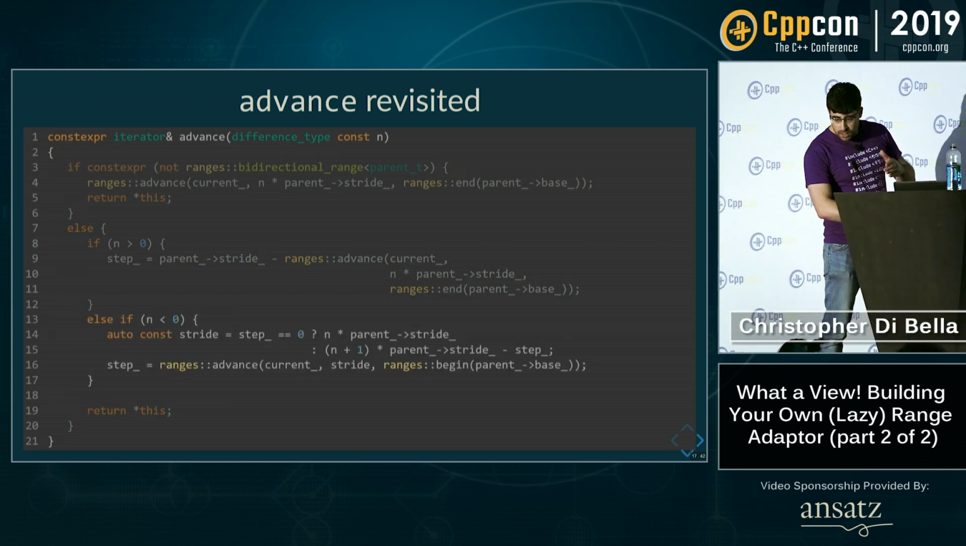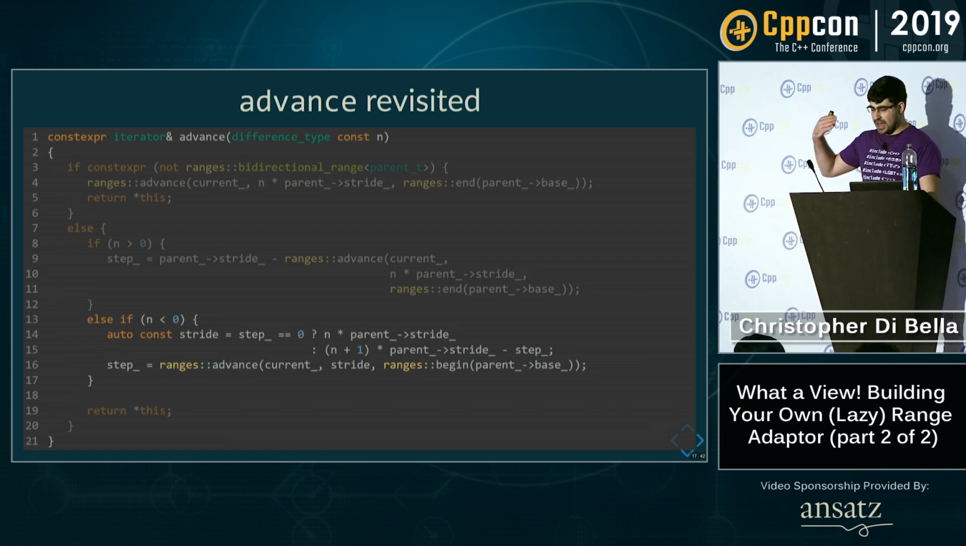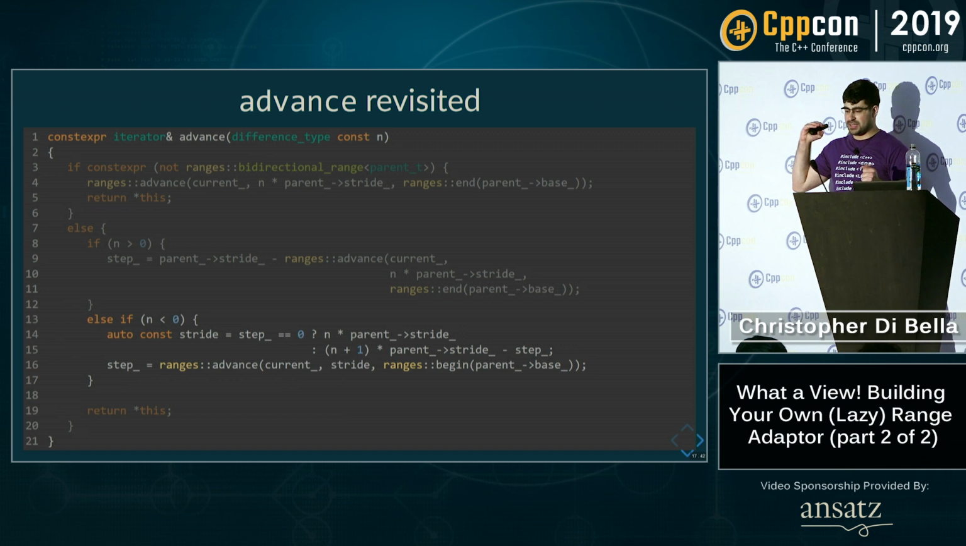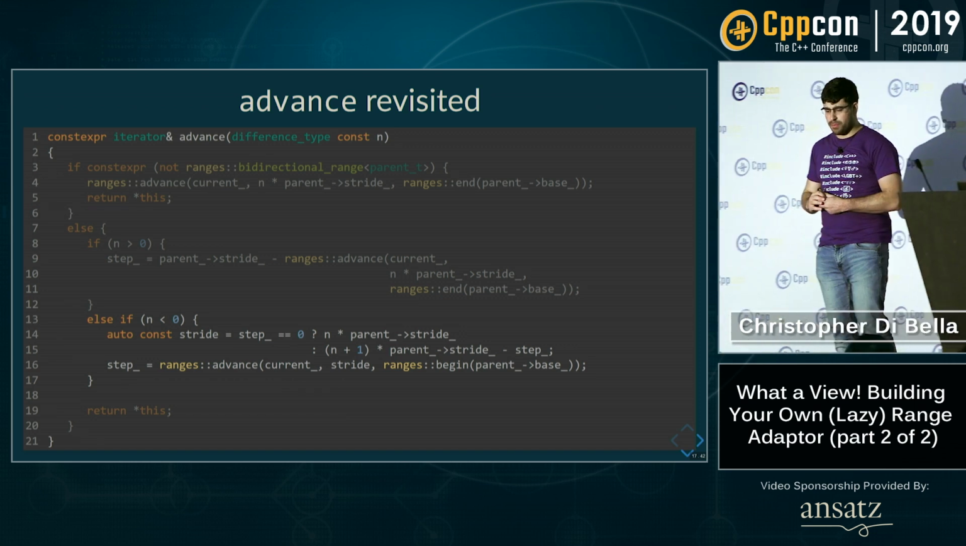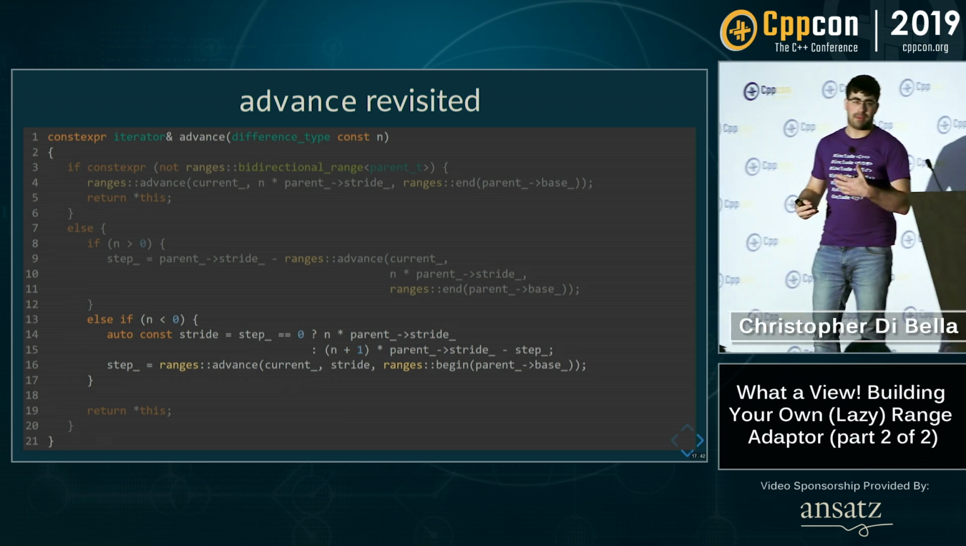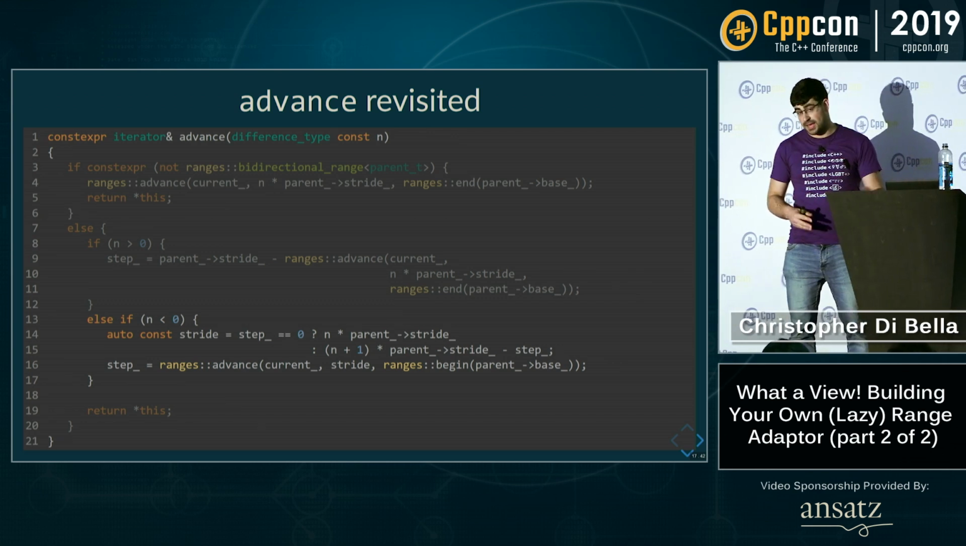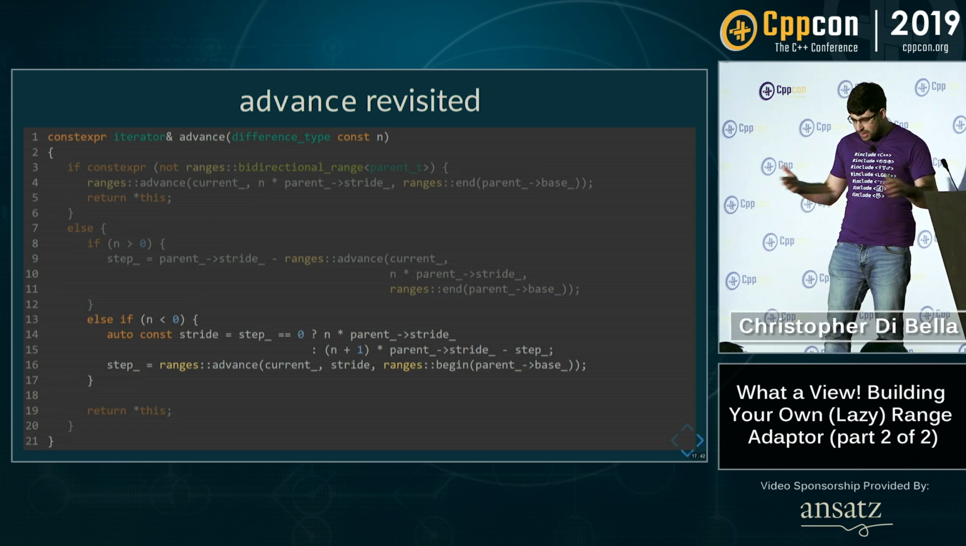And in the case of when n is less than 0, our stride is a bit funky, but what we do is we say that if the step is 0, then we step back the number of steps that are equivalent to the number of steps we want to take times the stride. It all works as before.